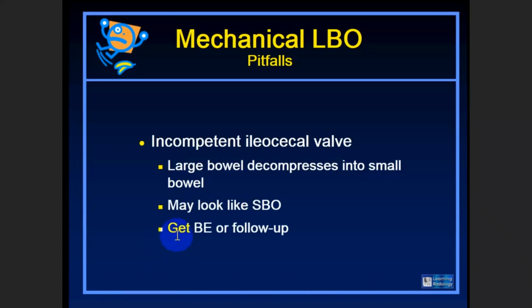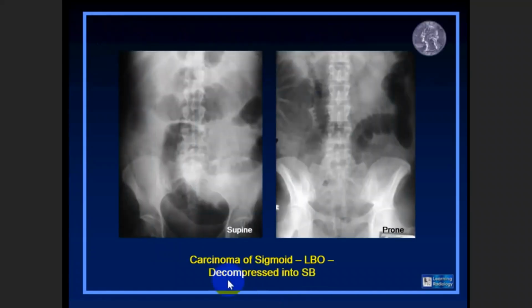Here we have to get barium enema or follow-up in such cases where there is incompetent ileocecal valve. Carcinoma of sigmoid colon, there is carcinoma over here. This is the sigmoid colon anatomical position.